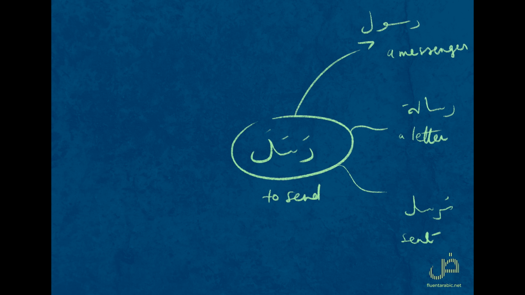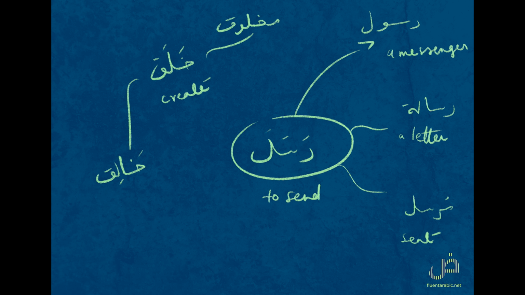Then we have another root, khalaqa, which has the meaning create. So from khalaqa we get khaliq, the creator. Makhluq, the creation. We get khuluq, which means the internal nature or character of a person.